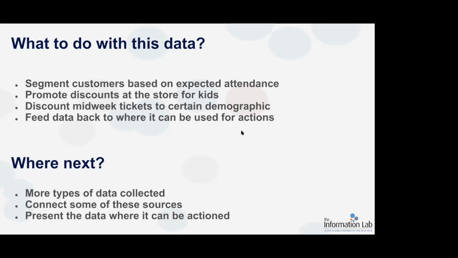And then, is it worth discounting midweek tickets for certain demographics, thinking about the fact that there's a different distribution? How can we make sure that there are as many people coming to each game and increase occupancy as much as you can? And I think the key thing is, where you're learning some of these things from the data, how can we present that back in the most useful place where you can actually start making actions?